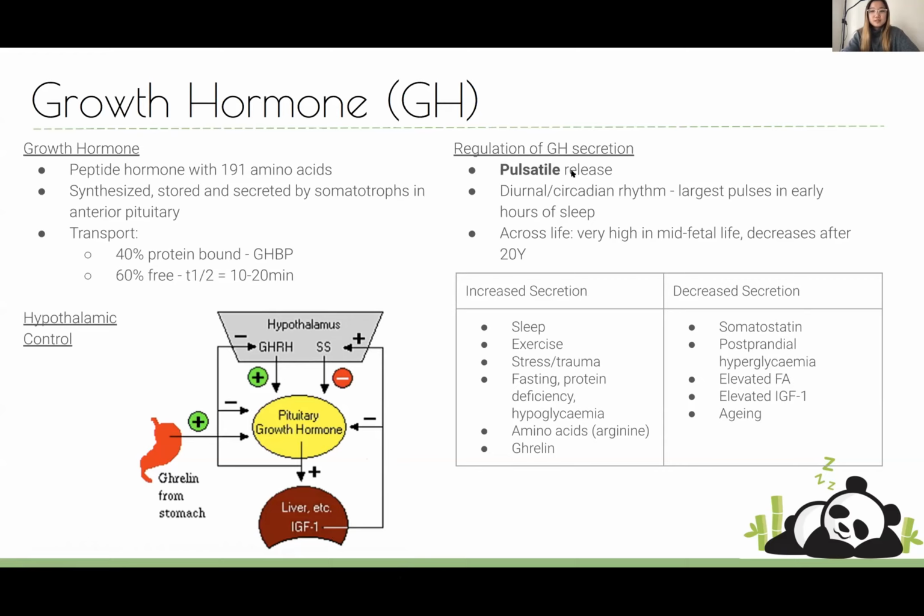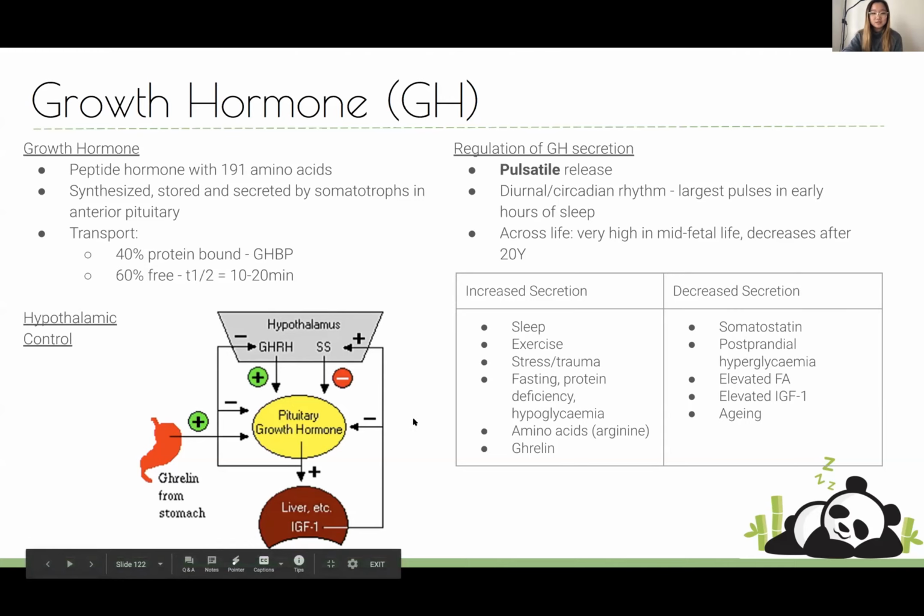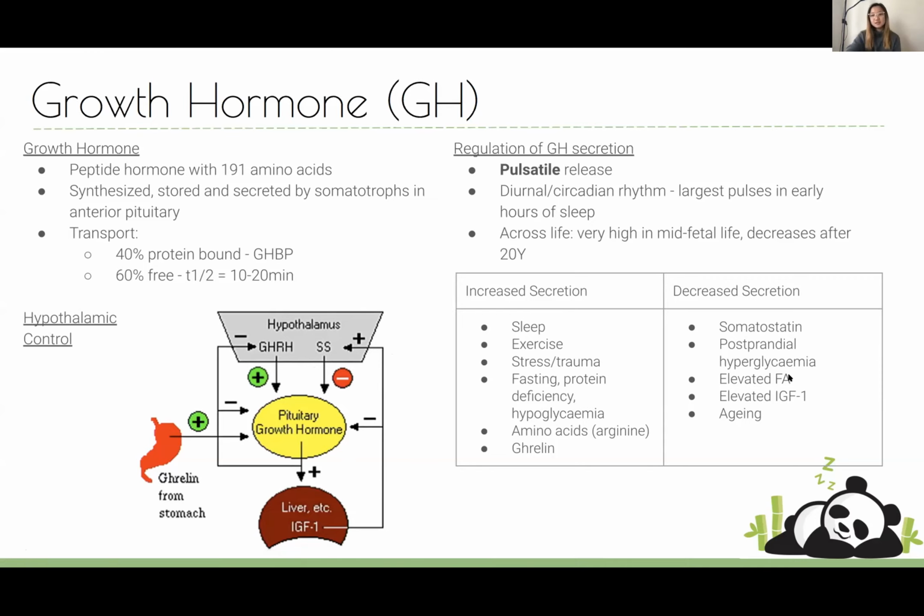Growth hormone is released in a pulsatile manner, and they like that word. It has a diurnal circadian rhythm, so its largest pulses are in the early hours of sleep. And things that increase its secretion are sleep, exercise, stress and trauma, fasting, protein deficiency, amino acids and ghrelin. Decreased secretion are things like elevated IGF-1, which exerts its negative feedback, somatostatin, which is also a negative cause, and things like aging or elevated fatty acids.